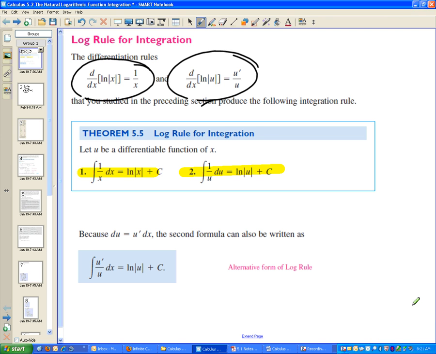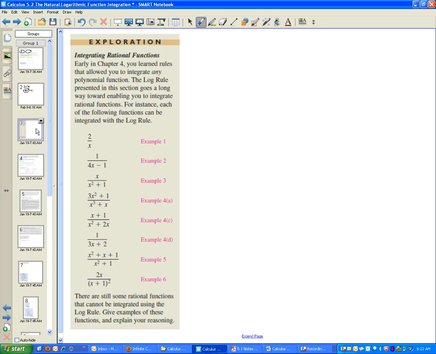Okay. Now, the little thing in the margin that nobody ever looks at. Integrating rational functions. I'm on page 332. Early in chapter 4, you learned rules that allowed you to integrate any polynomial function. The log rule presented in this section goes a long way toward enabling you to integrate rational functions. For instance, each of the following functions can now be integrated.